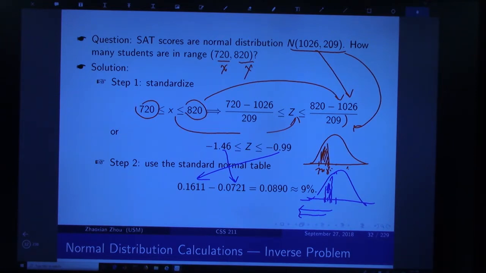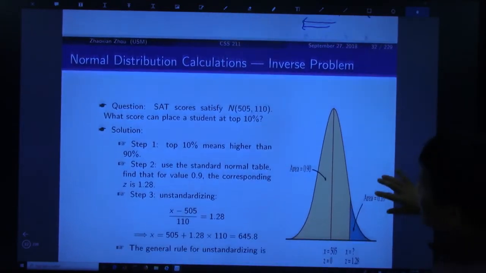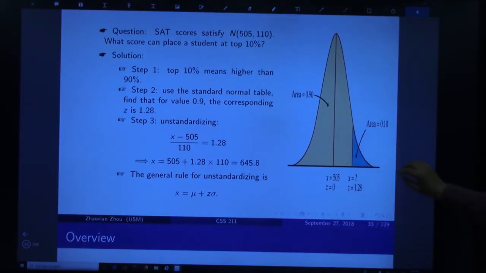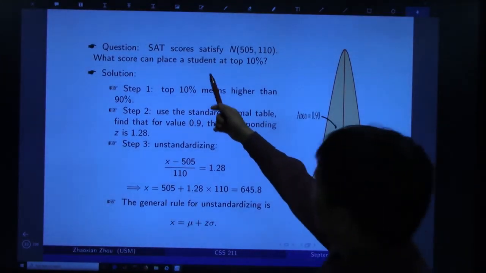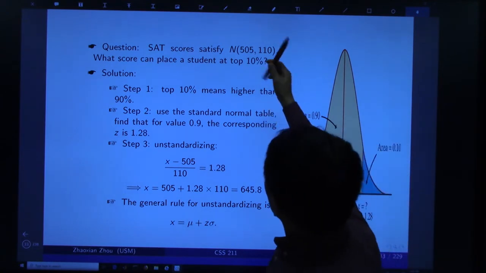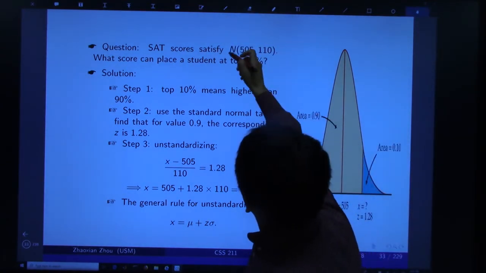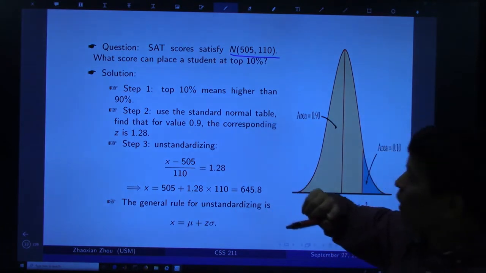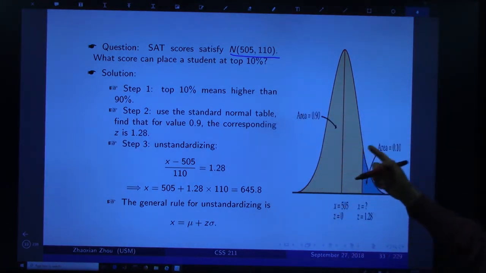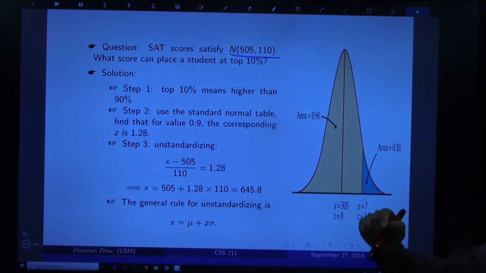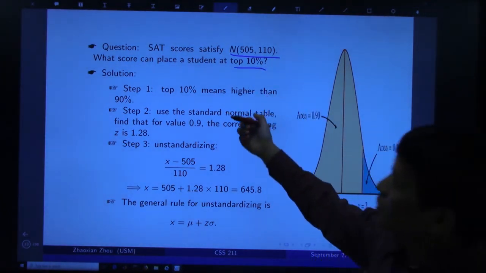Okay, so this is the calculation of normal distribution. Next, we will also deal with normal distribution, but the inverse problem. The inverse problem has some practical applications. For example, suppose the SAT score satisfies a normal distribution with the mean equal to 505 and the standard deviation equal to 110. If you want to be in the top 10%, what score should you get?